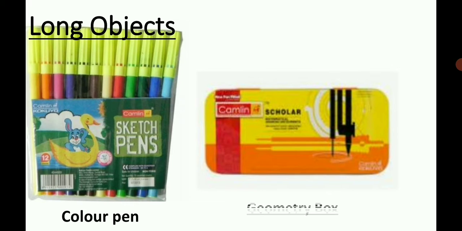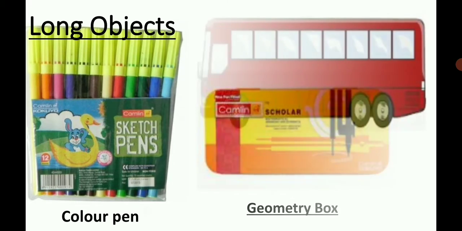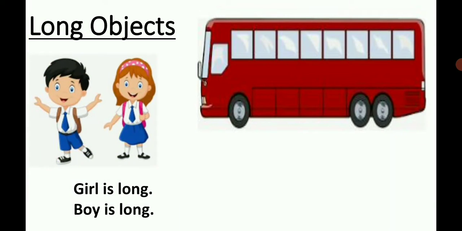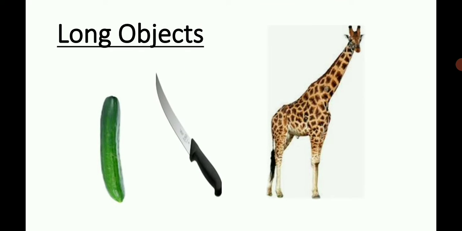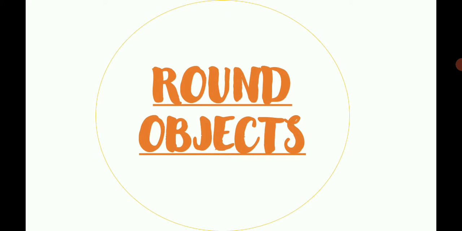color pen, geometry box, children, bus, cucumber, knife, and giraffe. All these are also long in size. Now have a look at round objects.